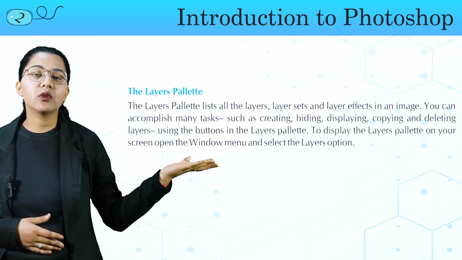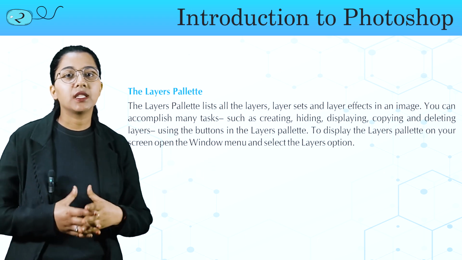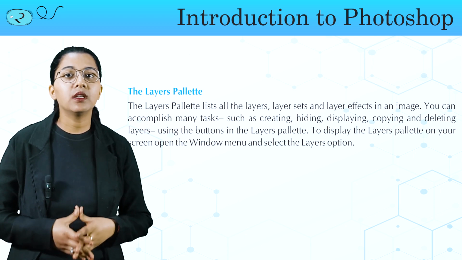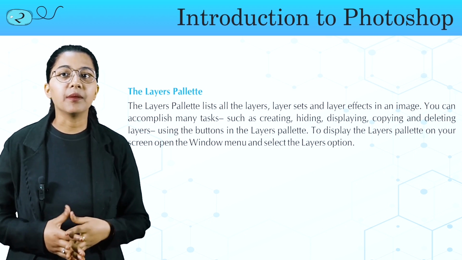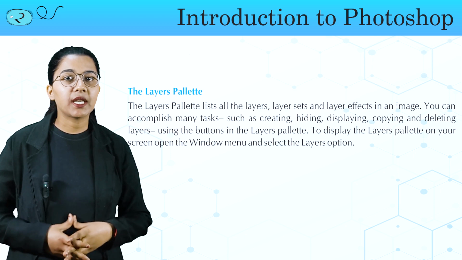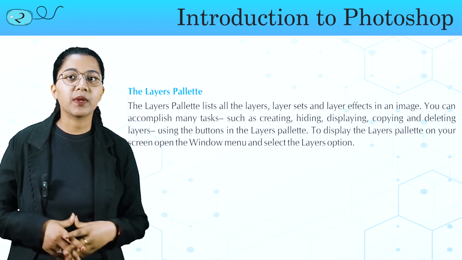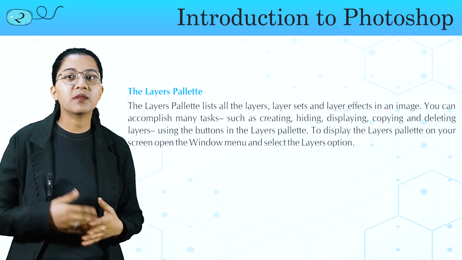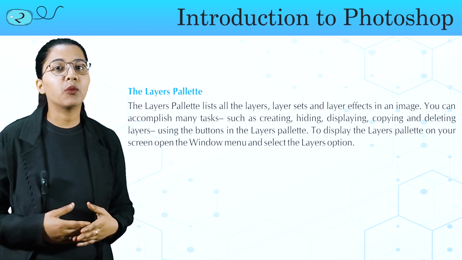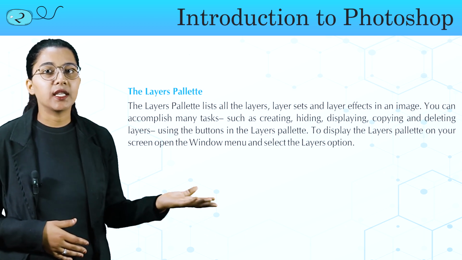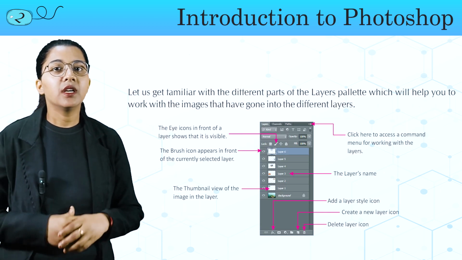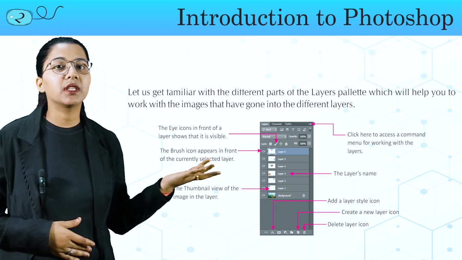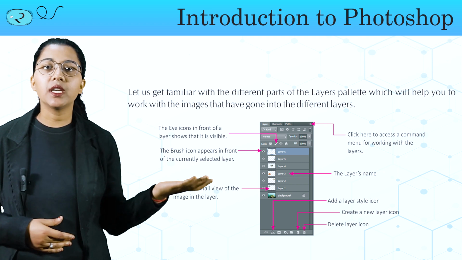Next, we are going to read about the layers palette. The layers palette lists all the layers, layer sets and layer effects in an image. You can accomplish many tasks such as creating, hiding, displaying, copying and deleting layers using the buttons in the layers palette. To display the layers palette on your screen, open the Window menu and select the Layers option. Let us get familiar with the different parts of the layers palette, which will help you to work with the images that have gone into the different layers.